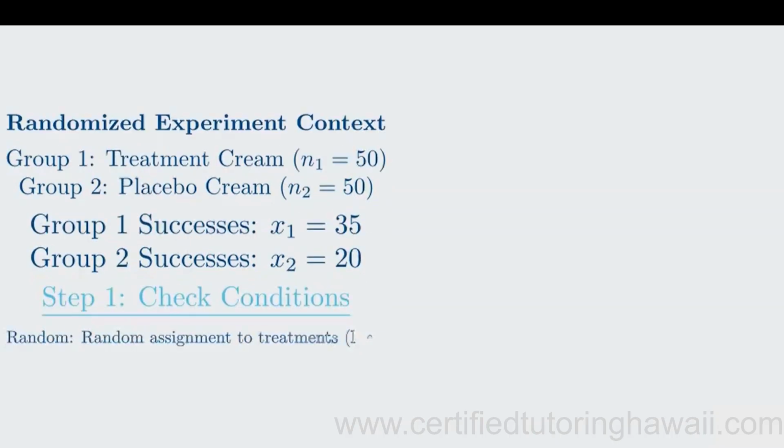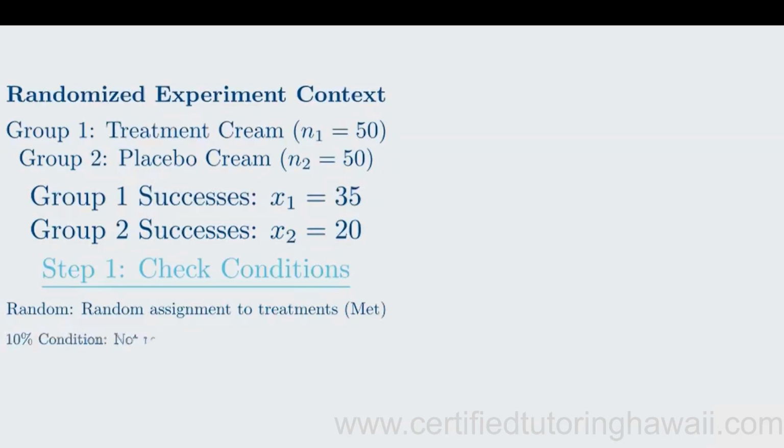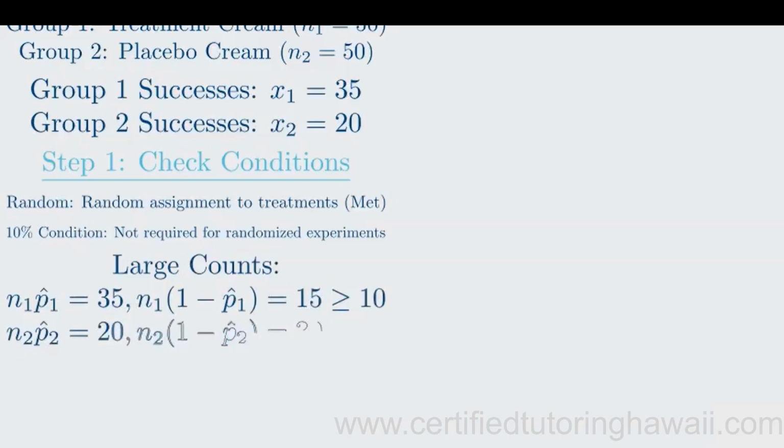First, random. Here, we don't have random samples from a population. Instead, we have random assignment of subjects to treatments. This satisfies the randomization condition for experiments and allows us to make cause and effect conclusions. Second, the 10% condition. Because this is an experiment where we aren't sampling from a large population, the 10% condition is actually not required. We are interested in the effect of the treatments on these specific subjects. Third, large counts. We have 35 successes and 15 failures in the treatment group, and 20 successes and 30 failures in the placebo group. All counts are 10 or greater, so we can use the normal approximation.